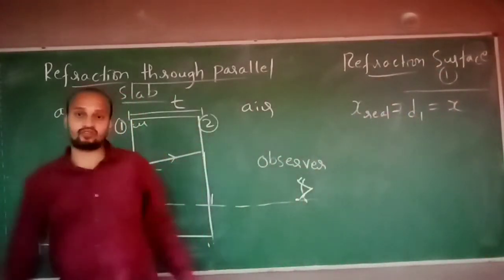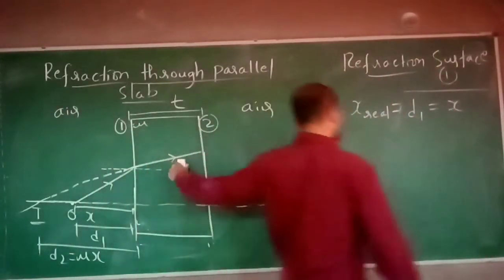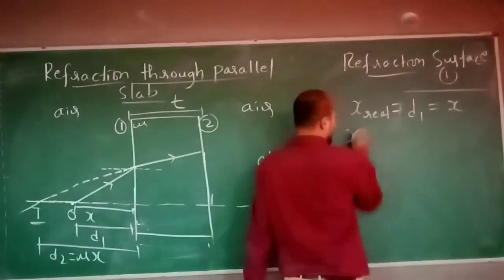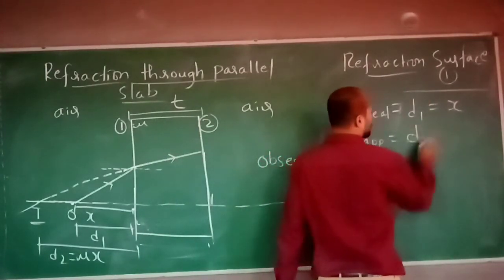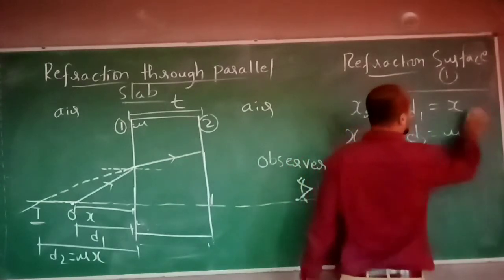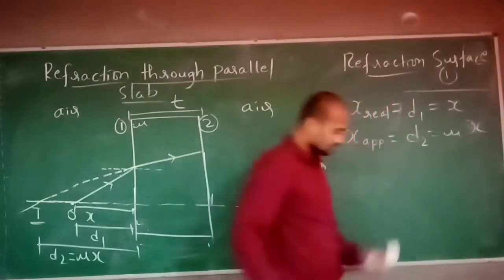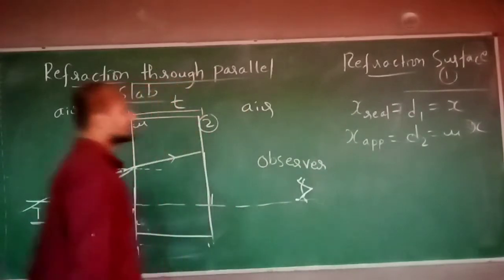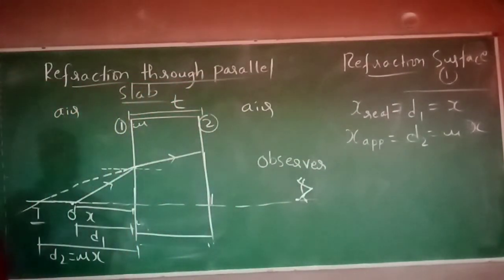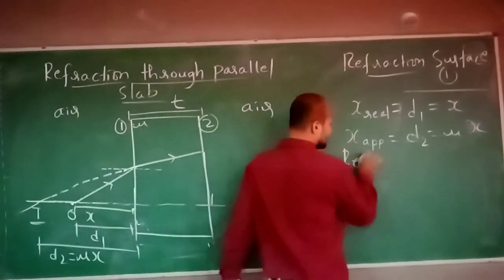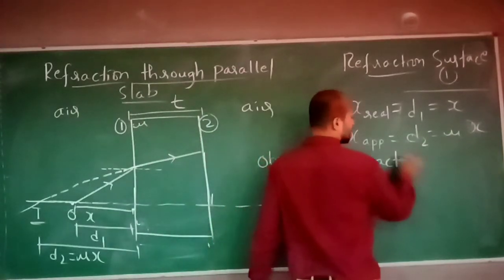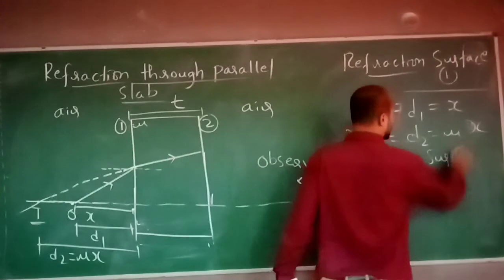What is the apparent length from the first surface? If you are inside this glass slab, the apparent depth will be equal to d2, which will be equal to mu into x. Now let us study what happens. Let us come to the second surface: refraction for the second surface.